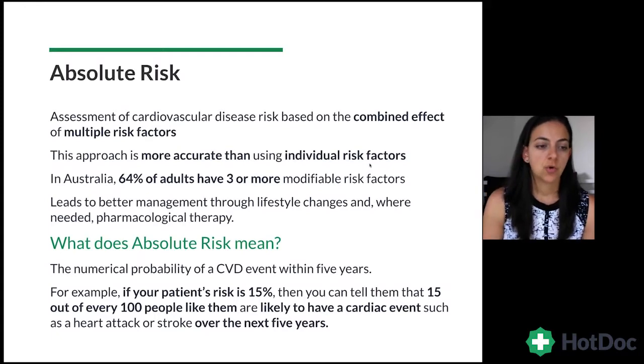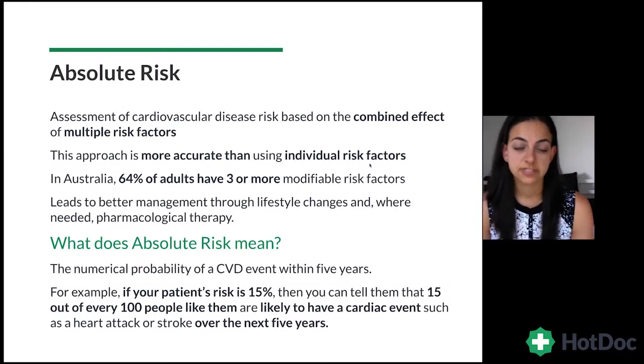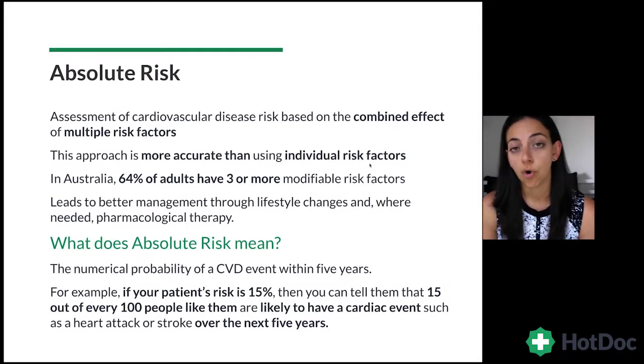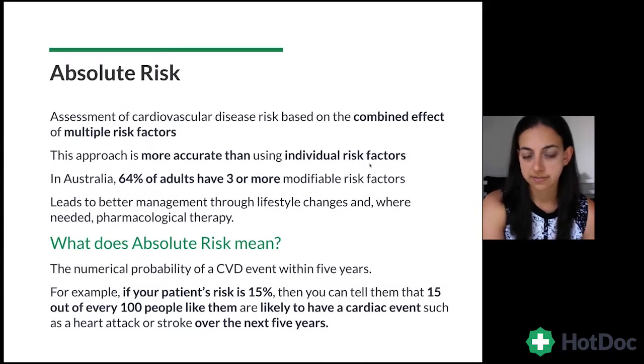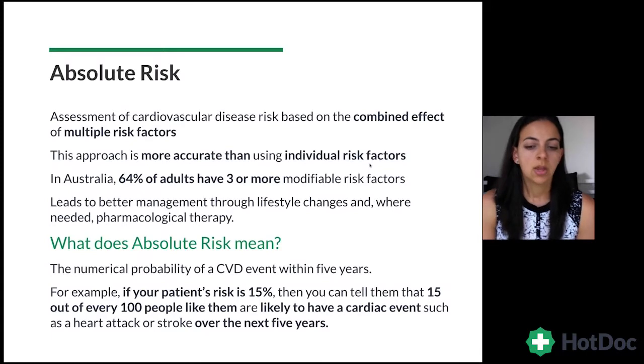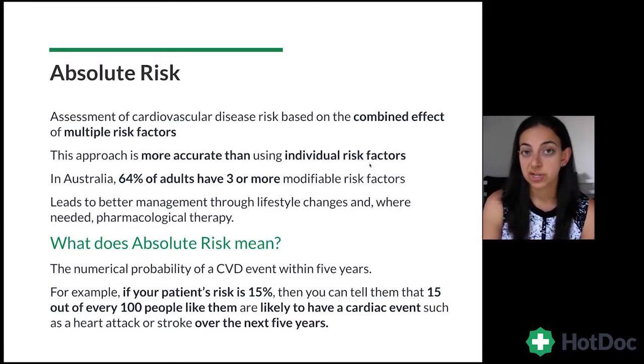risk factors. So in Australia, we know over 64% of adults have 3 or more modifiable risk factors. So what do we mean by that? We mean smoking, alcohol, lack of physical activity, poor nutrition, and these sort of things. So we know that the absolute risk approach leads to much better management through lifestyle changes, and then where applicable or where needed, then it informs what pharmacological therapy will be undertaken. What does absolute risk actually mean?